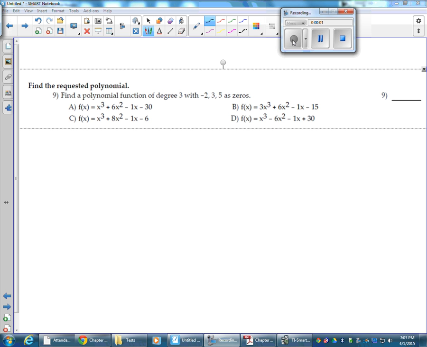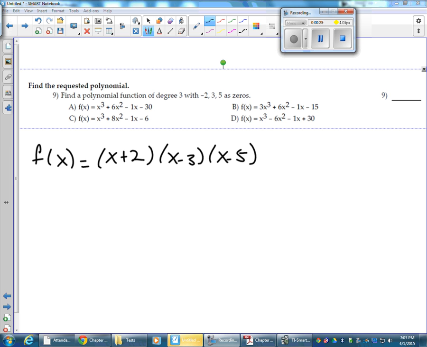Alright, starting with number 9 now, we're asked to find polynomial functions. They tell us the degree, and in this one they give us all of the zeros, and they want us to find the polynomial function. So, if negative 2 is a 0, that means that x plus 2 would be a factor. And if 3 is a 0, then x minus 3 would be a factor. And if 5 is a 0, then x minus 5 is going to be a factor. So what I need to do is multiply all of these and find the polynomial function.